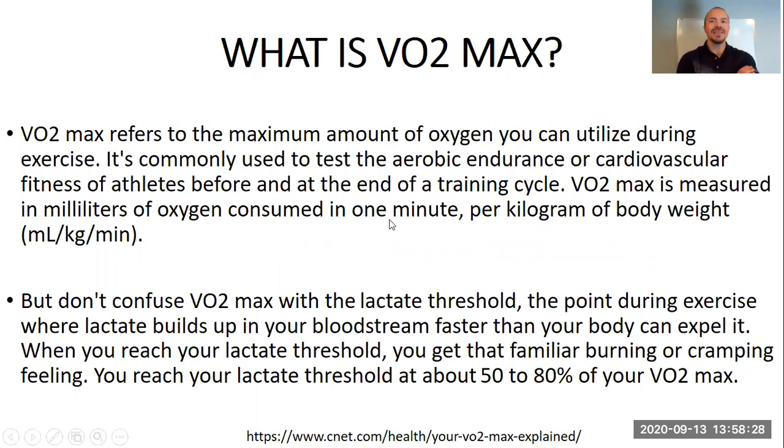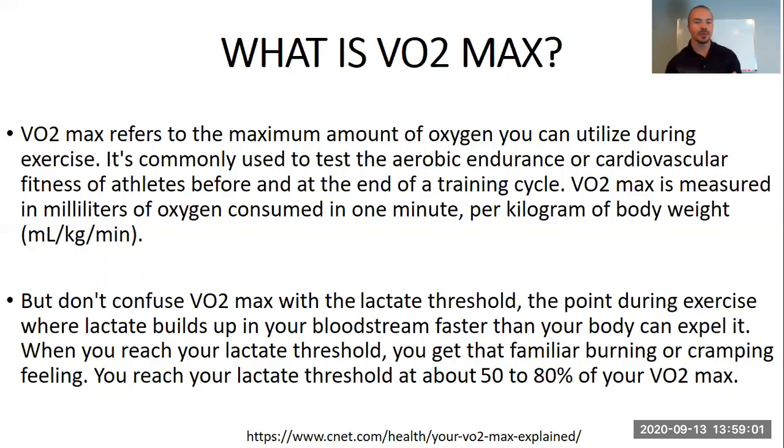So first of all, let's define VO2 max. And excuse me while I read from the slides, but I just want to get us all on the same page here. VO2 max refers to the maximum amount of oxygen you can utilize during exercise. It's commonly used to test the aerobic endurance or cardiovascular fitness of athletes before and at the end of a training cycle. VO2 max is measured in milliliters of oxygen consumed in 1 minute per kilogram of body weight.